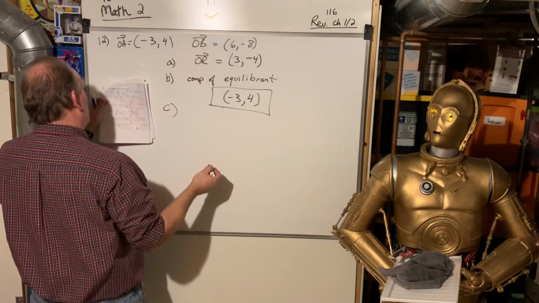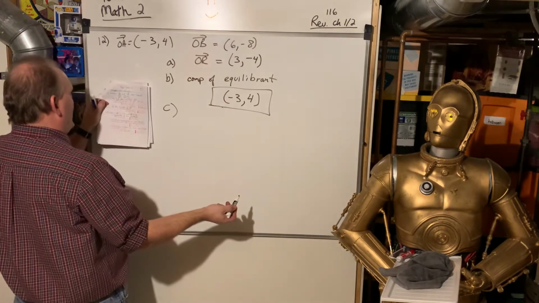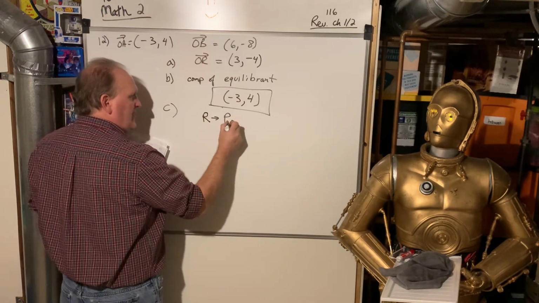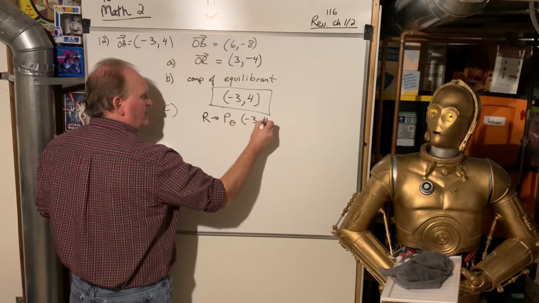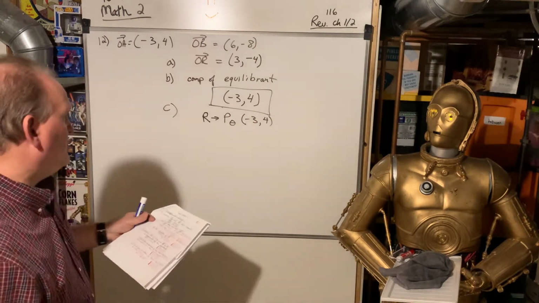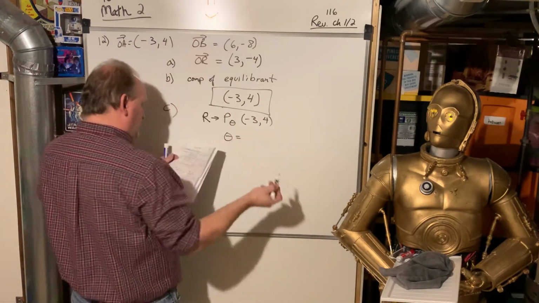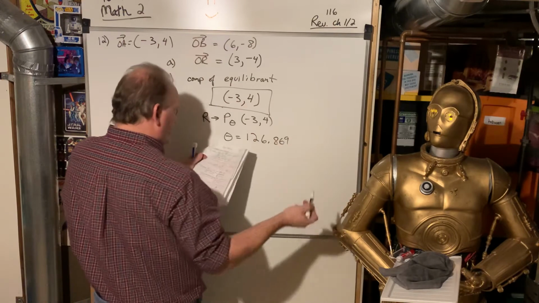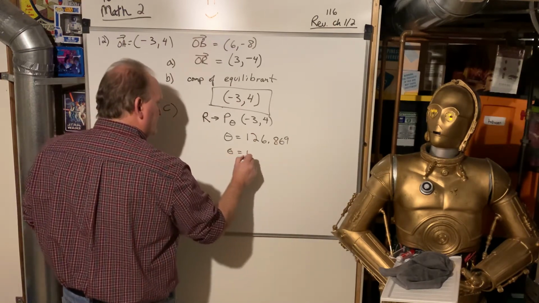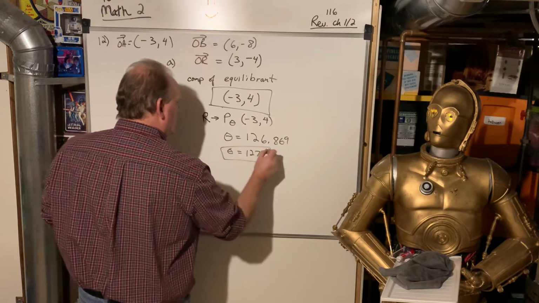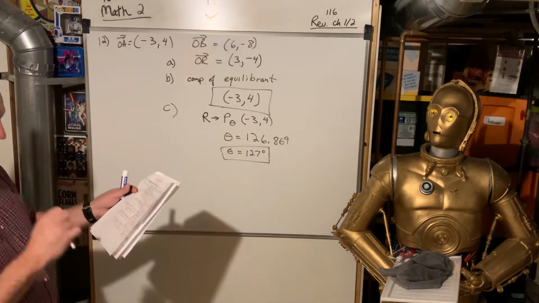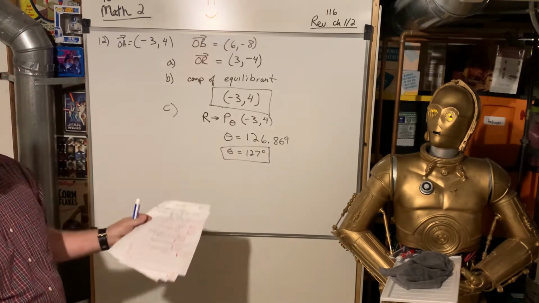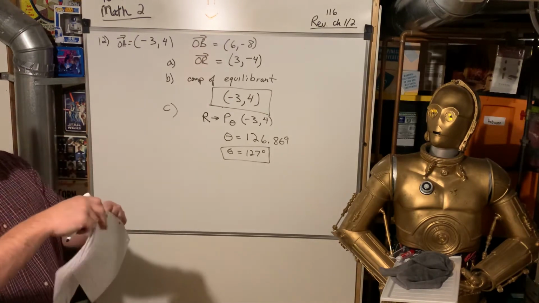And then they want to know, oh, what direction is it in? So that one, you're just taking your rectangular to polar theta of -3, 4. Theta is equal to 126.869, which is 127 degrees. Okay. Again, you could use arctangent. The arctangent of 4 over -3 is also 127 degrees. If you want to do it that way, you can do it that way.